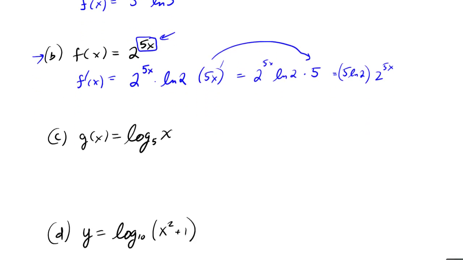All right. How about the logarithms? g of x is log base 5 of x. g prime of x, then, it's a logarithm, so it's 1 over x because it's like ln of x, but it's base 5, so I need in the denominator an ln 5 as my correction factor.